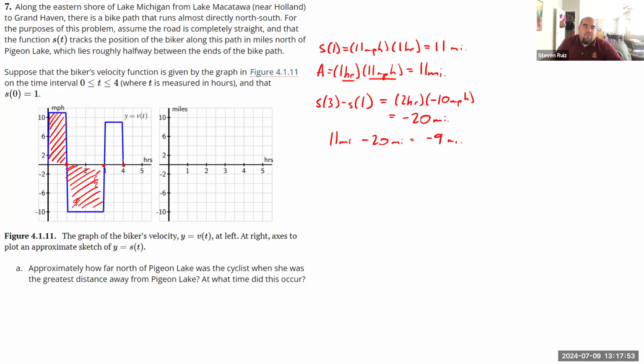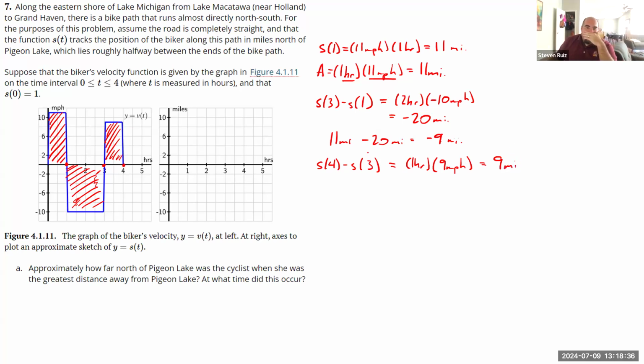So what happens from hour three to hour four? I'm going to be traveling north again because my velocity is positive, but how far? So that displacement is going to be S of 4 minus S of 3 again, but I think I have something to reconcile. Okay. What is the area here? The area is going to come from 1 hour multiplied by, it looks like 9 miles per hour this time. So that's a net of 9 miles.